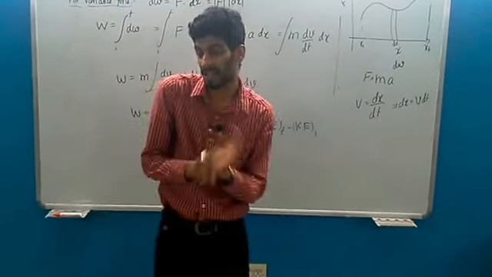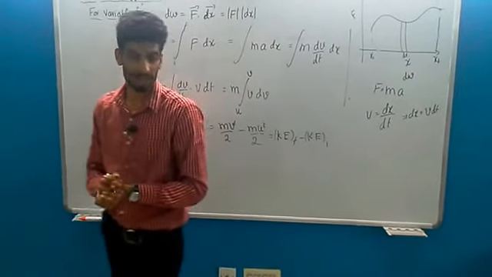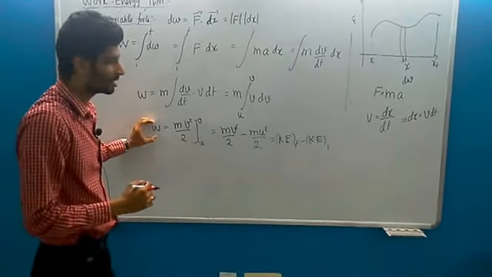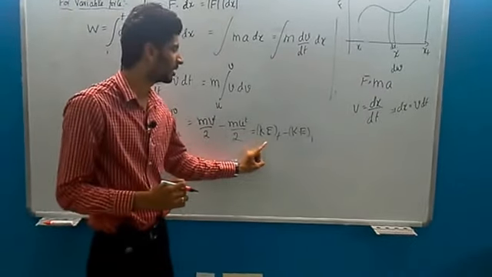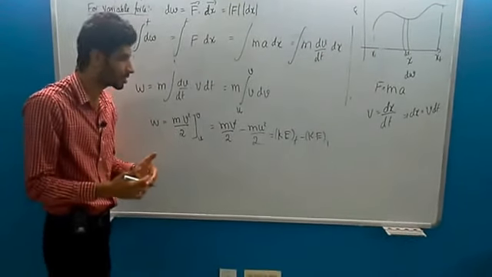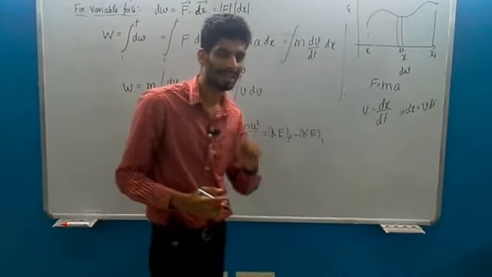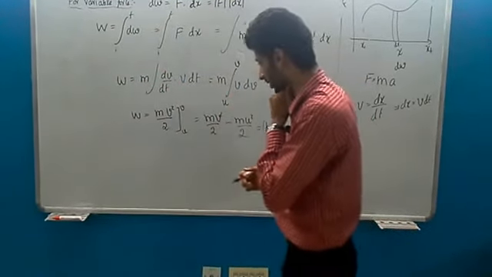So no matter whether it's a constant force or a variable force, the total work done is always equal to the difference in kinetic energy. That is, you have to use the final and initial kinetic energy, take the difference, and you will get the total work.